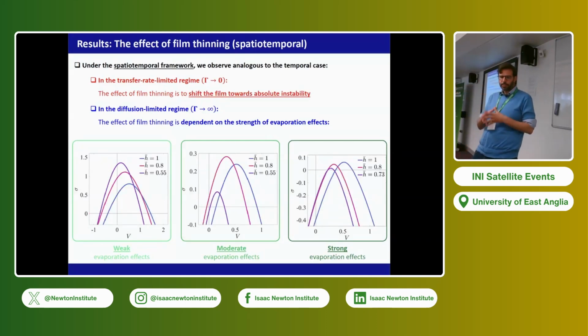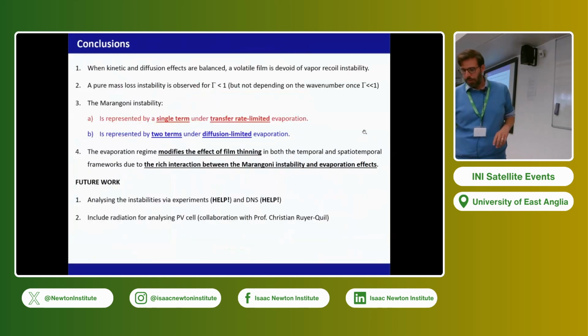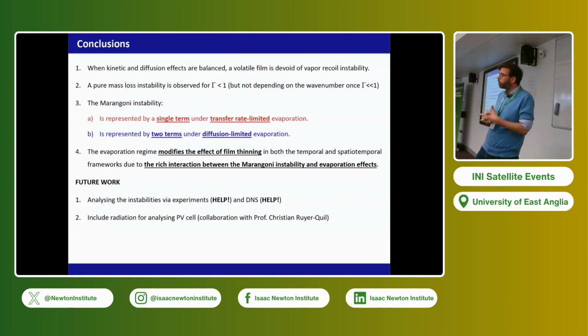Since in the transfer rate limited regime, we have seen a shifting towards the absolute stability, same thing for the diffusion limited regime, only when the evaporation effects are weak. When they're strong, we have a shifting towards convective instability. And when they are moderate, we have again an optimal value. So anyway, in conclusion, we have seen that when kinetic and diffusion effects are balanced, we can also create a volatile film completely devoid of evaporative instability, not only evaporative instability, is a mistake, so all the evaporative instabilities.